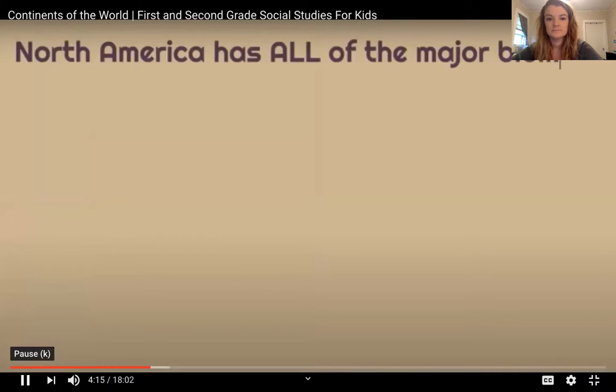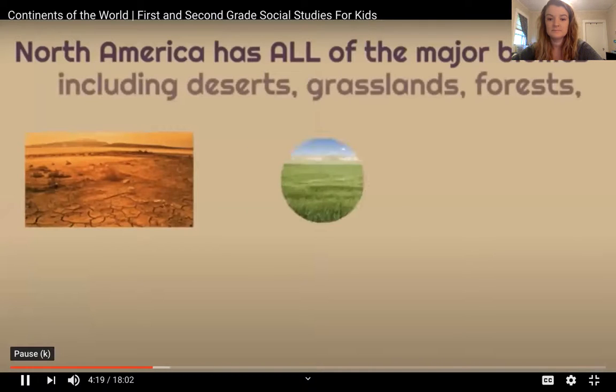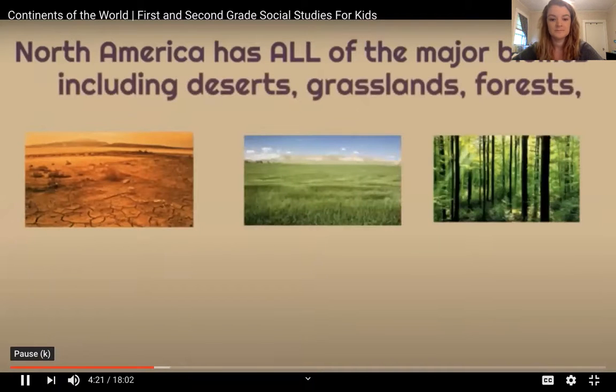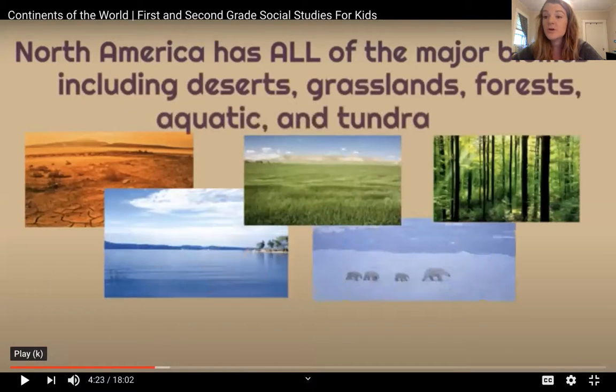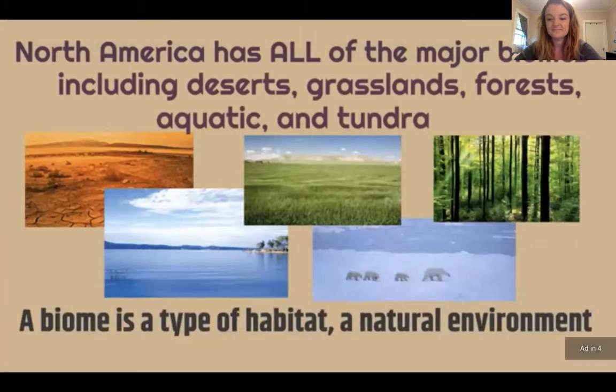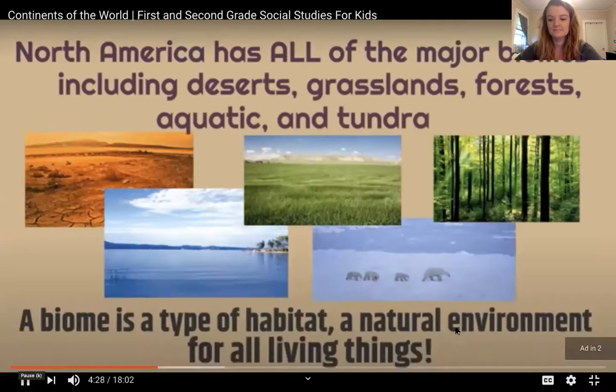And it's interesting, North America has all of the major biomes, including deserts, grasslands, forests, aquatic, and tundra. Remember, you guys, biomes is another word for habitats. So these are some of the habitats we covered in science. Tundra is another word for Arctic. We have oceans, of course. We've talked about deserts, grasslands, and forests. A biome is a type of habitat, a natural environment for all living things.